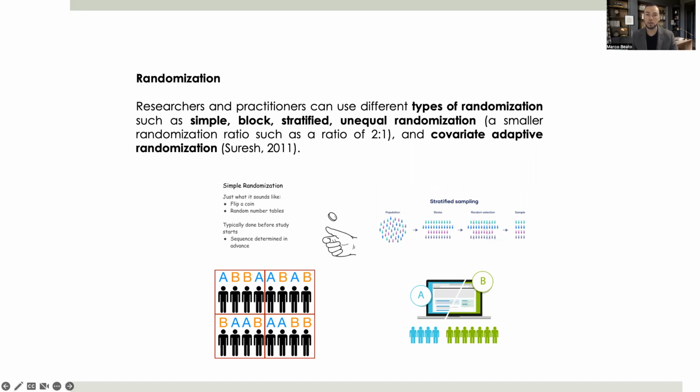We have also two other methods. The first one, unequal randomization, uses unequal randomization ratios, such as 2-to-1. In this case, you will have two subjects in the training group and one subject in the control group. And the last approach is called covariate adaptive randomization, which requires some additional statistical skills.